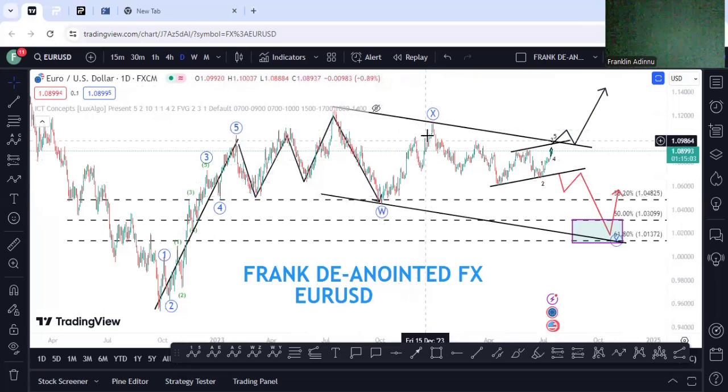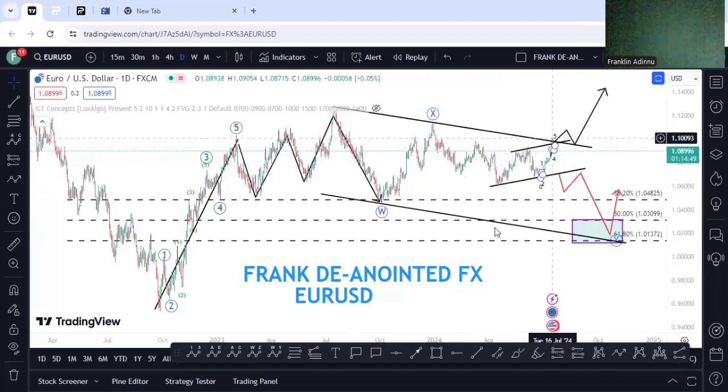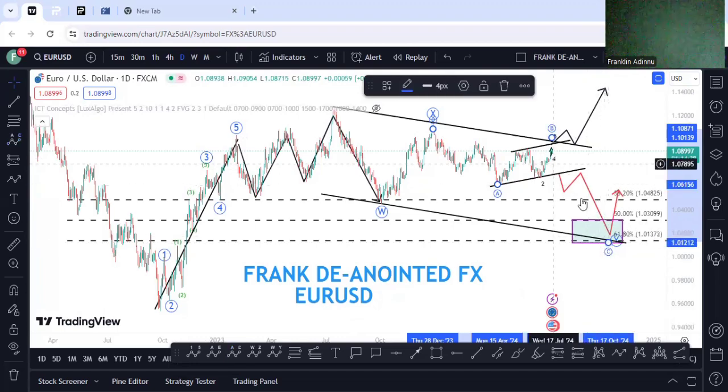So as this place is A, B, and C, that is X. This one is A, B, and C, that is A of wave Y. A, B, C, that is B. Let me label it. This is A of wave Y. This is B of wave Y. And this is going to be C of wave Y. That is what I see. That is what I am expecting. The market has the final say though.